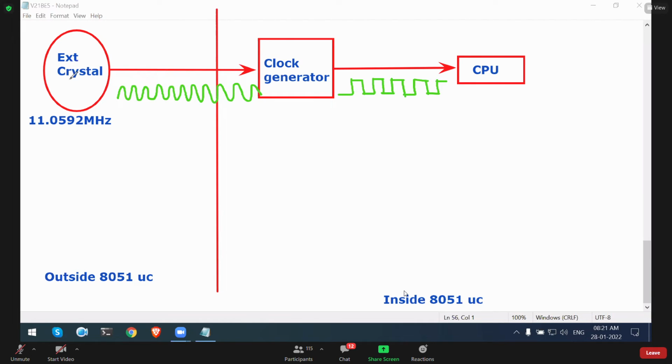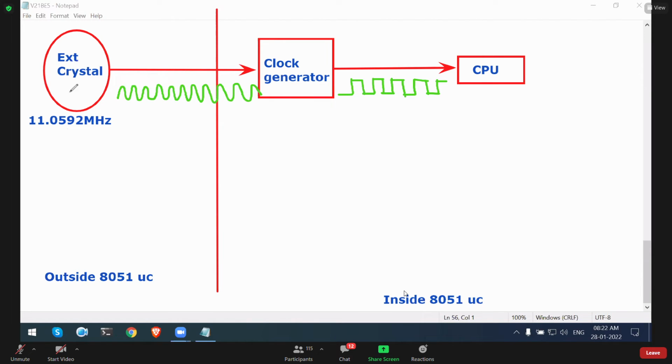So whenever you power on the microcontroller board, the crystal will get VCC, and when the crystal gets VCC, it will vibrate, and due to vibration, it will generate oscillations. That output will be given to the clock generator, which will convert each oscillation into one clock pulse. But now we will discuss how many oscillations are generated in 1 second and how many clock pulses are generated in 1 second.